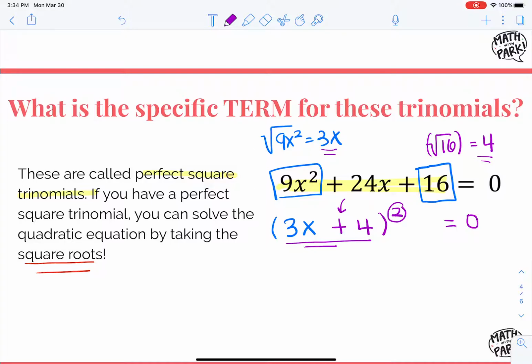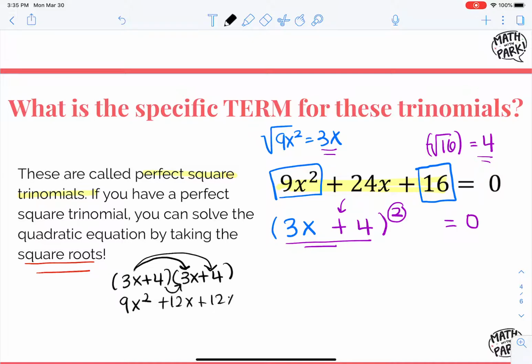Now, what if you don't believe me? Well, if you don't believe me, you could check your work. 3x plus 4 times 3x plus 4. Here we can FOIL to test this idea out. 3x times 3x is 9x squared. 3x times 4 is 12x. 4 times 3x is 12x. 4 times 4 is 16. And as you can see, if you FOIL it, you'll get the same expression that's on the left side. So we know that's a perfect square.